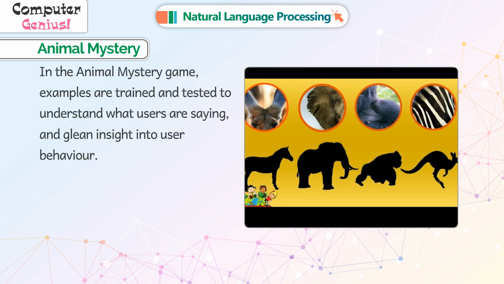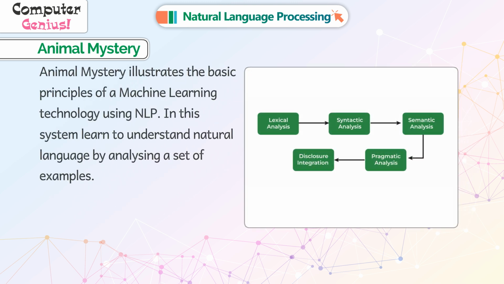In the Animal Mystery game, examples are trained and tested to understand what users are saying and glean insight into user behavior. Animal Mystery illustrates the basic principles of a machine learning technology using NLP. In this system, computers learn to understand natural language by analyzing a set of examples.